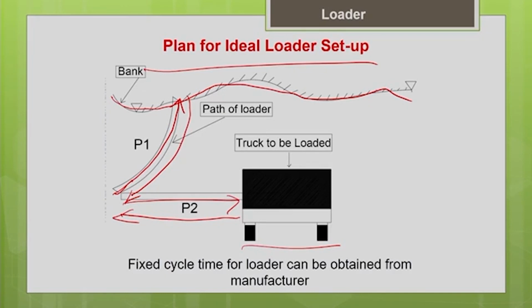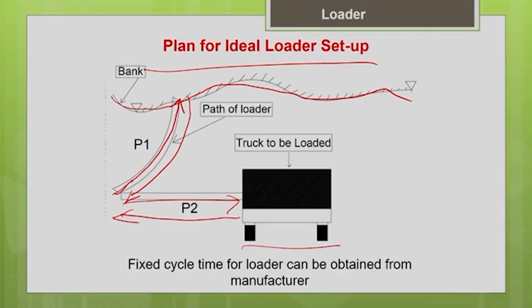This is called the ideal plan, because the travel time is minimum here. Particularly, crawler loaders are not designed for a very high haul distance. So, it is preferable to minimize the travel time of the loader, but everything depends upon your actual project condition and the site requirement.